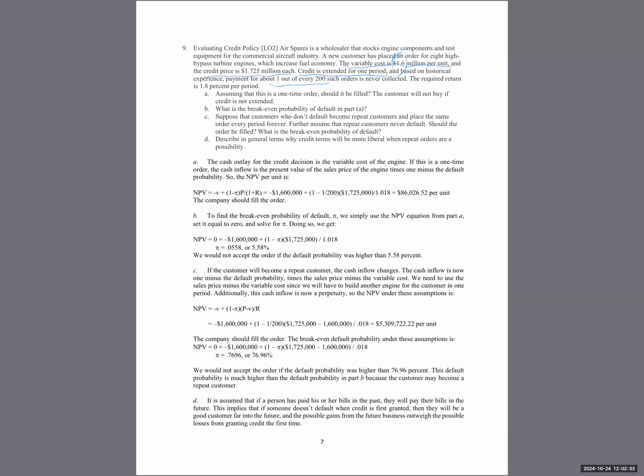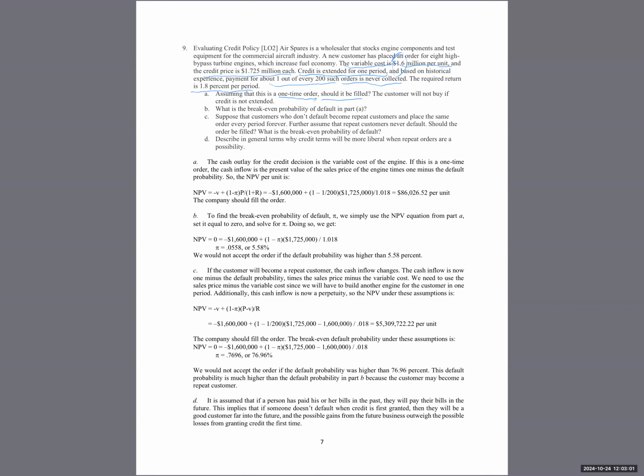The credit extends for 1 period, and based on historical experience, the payment for about 1 out of every 200 such orders is never collected. So that's the default rate. The required return is 1.8% per period. Question A: assume that this is a one-time order. Should it be filled? The customer will not buy if credit is not extended.